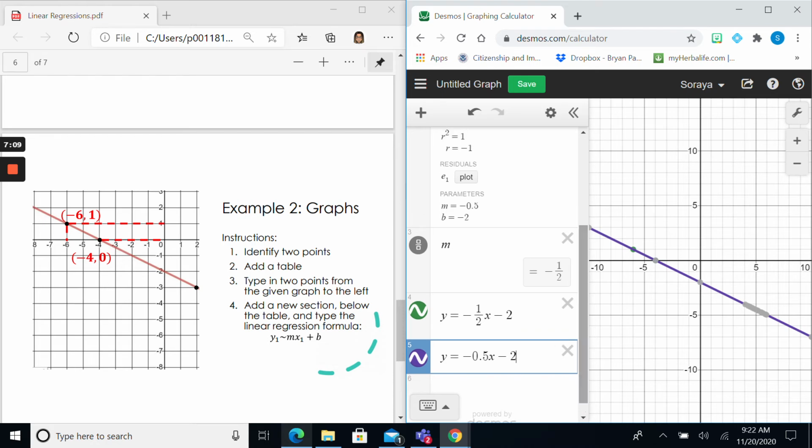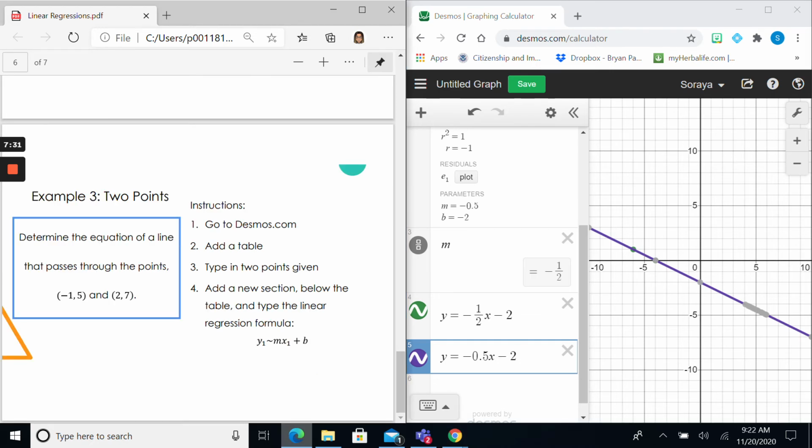Now, once again, if they ask you for the rate of change of this graph, you will look at your slope and you would say it would be negative 0.5 or negative 1/2. And if they ask you for the y-intercept, again, you look at your b, and that is negative 2. Okay, so now let's go ahead and look at our last example.